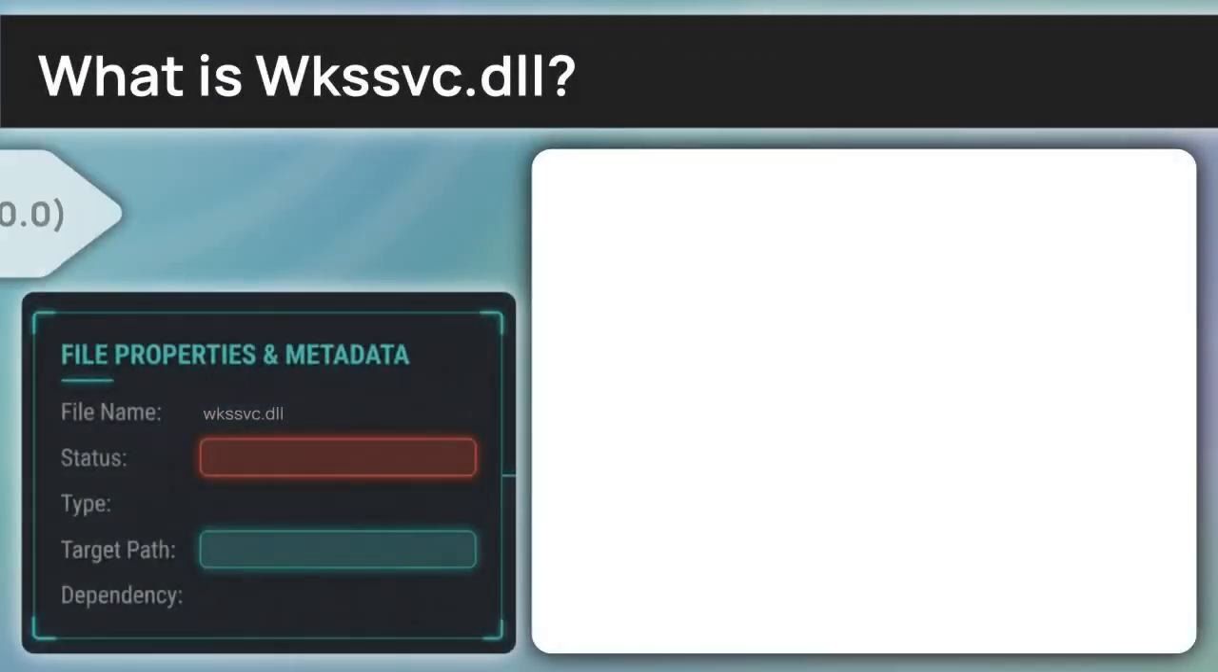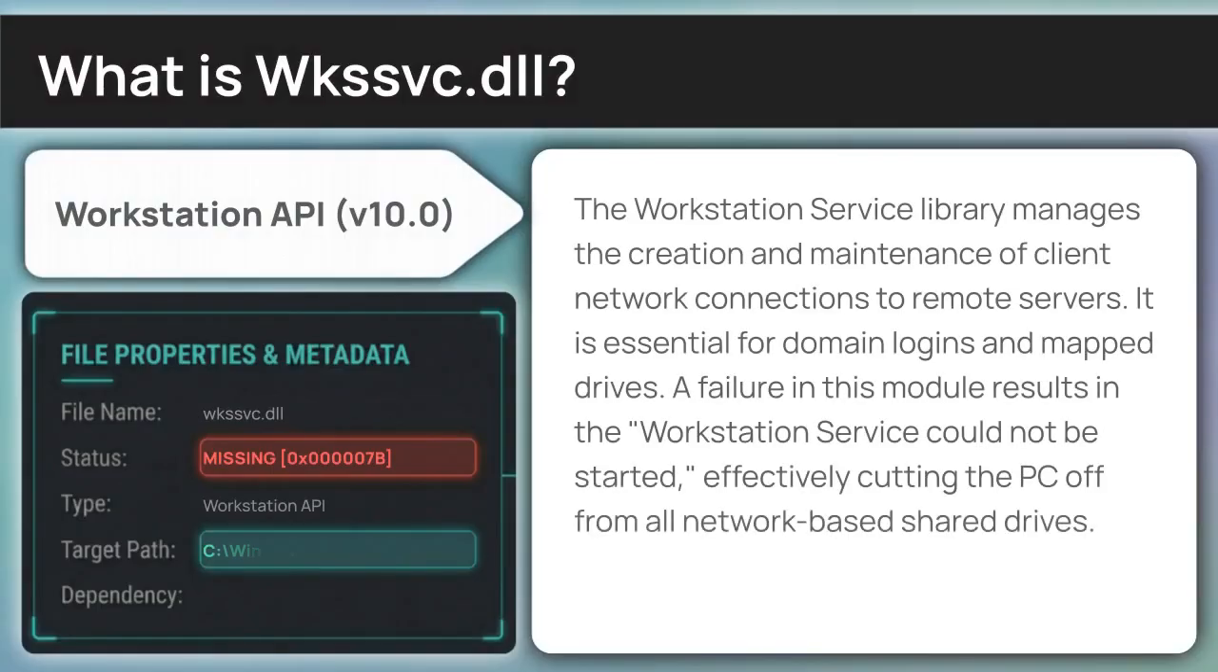This is the Workstation Service Library. It manages the creation and maintenance of client network connections to remote servers. It is essential for domain logins and mapped drives. A failure in this module results in the workstation service could not be started, effectively cutting the PC off from all network-based shared drives. Knowing the file's purpose is helpful, but now we need to physically restore it.